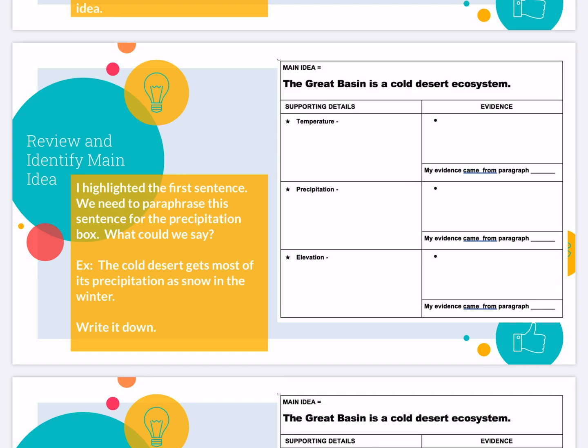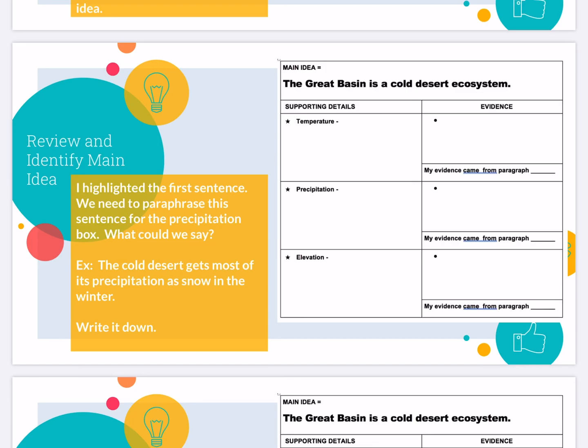What could we say? My example, I decided, was the cold desert gets most of its precipitation as snow in the winter. Now, it does have the same idea as what I had before, but I changed it into mostly my own words. Now, if you have a different sentence or a different paraphrase, that is fine. If you would like to use mine, that is fine as well.